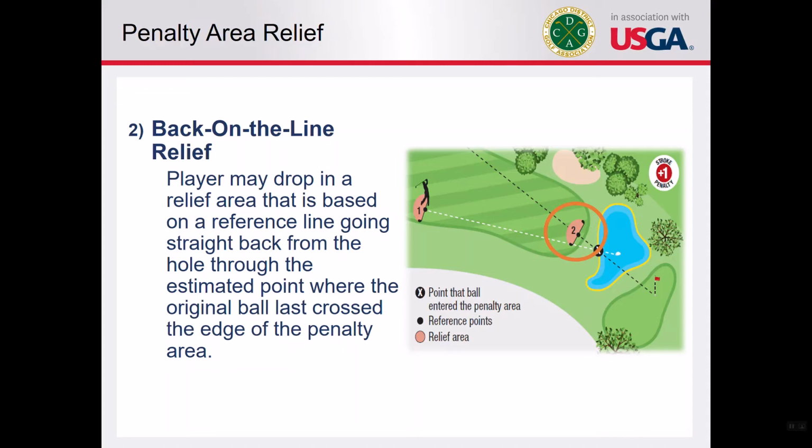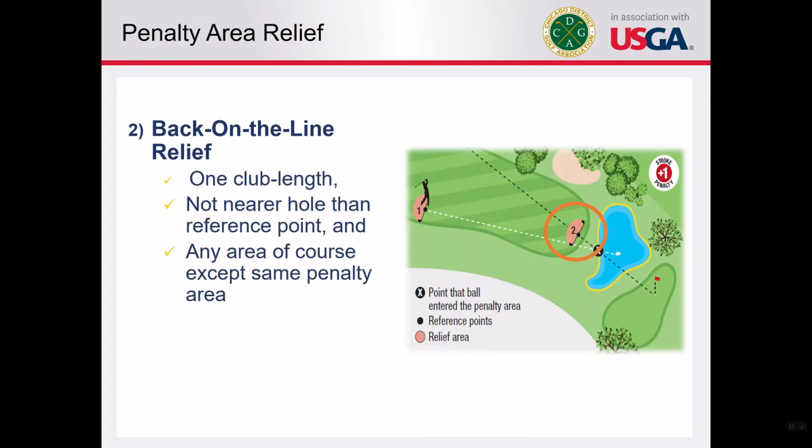reference line straight back from the hole through the point where the ball last crossed the edge of the penalty area. The reference point for the relief area will be a chosen spot on the reference line, and the relief area will be one club length from that point, no closer to the hole than the reference point. For this relief option, the relief area can be in any area of the course except the same penalty area.